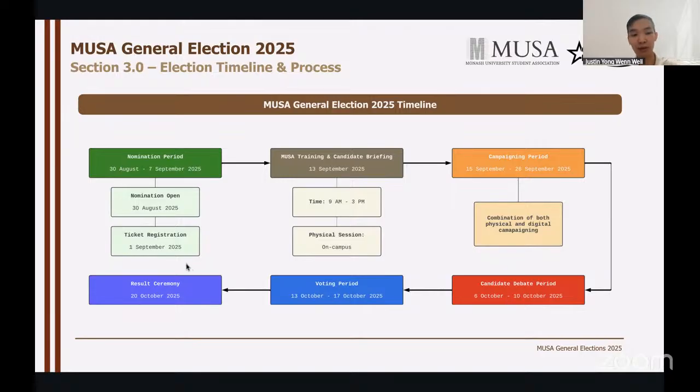And for those who get through all the way, the results ceremony will be on the 20th of October. So I think this is quite an important document. Feel free to take a picture of this first, or later on I'll be sharing the drive where all of this will be located, and you can refer back to it.